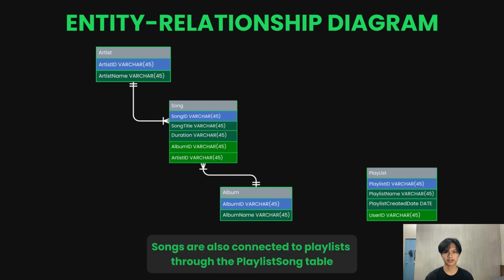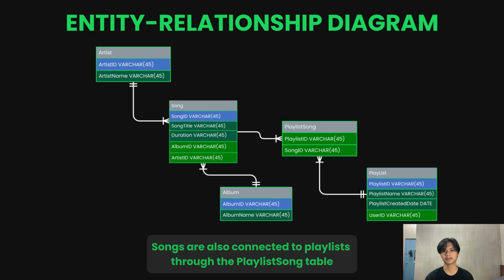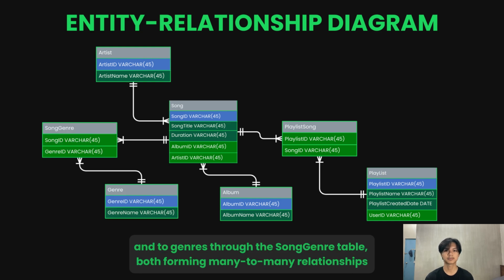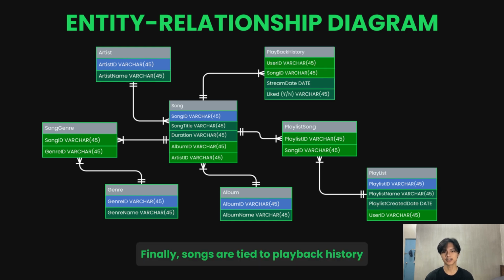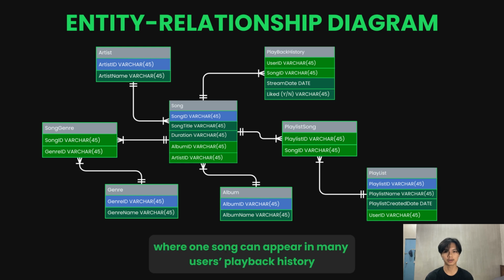Songs are also connected to playlists through the playlist song table, and to genres through the song genre table, both forming many-to-many relationships. Finally, songs are tied to playback history, where one song can appear in many users' playback history, making the song to playback history relationship a one-to-many.